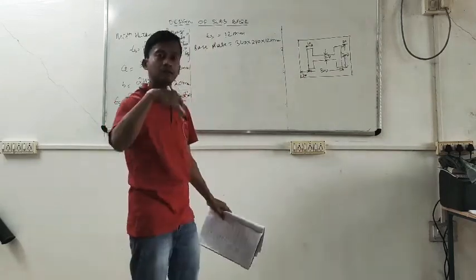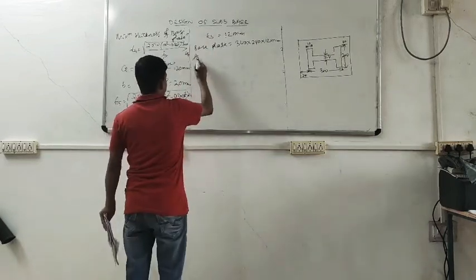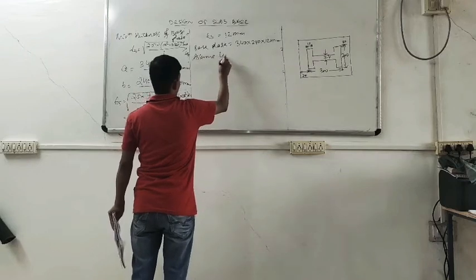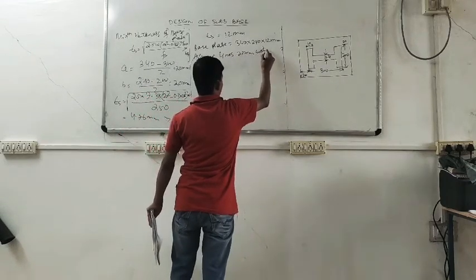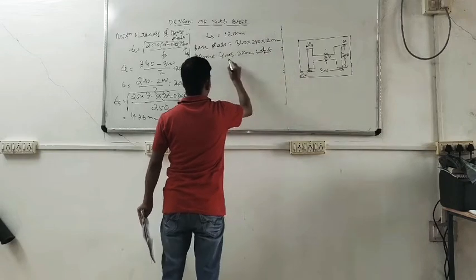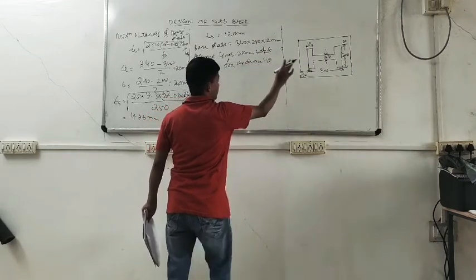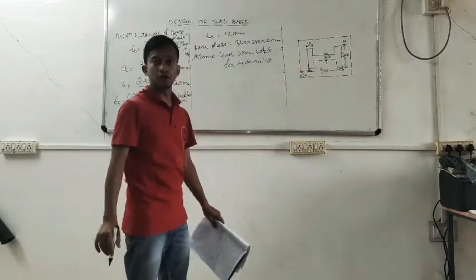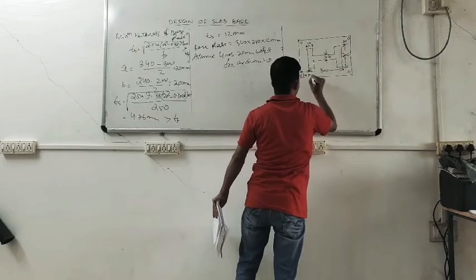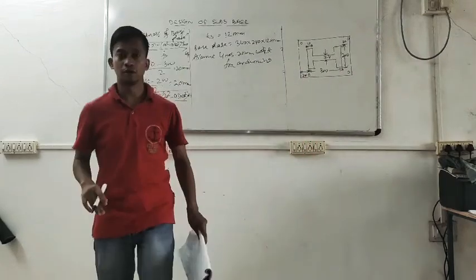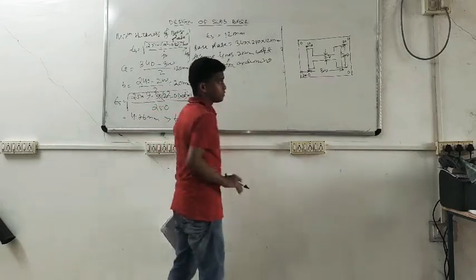Then the base plate has to be connected to the concrete pedestal. Okay, so assume 4 numbers of 20 mm bolts for anchoring. Anchoring means the base plate has to be connected to the concrete pedestal. In 4 corners we can provide 4 bolts. Okay, so now the base plate part is over.